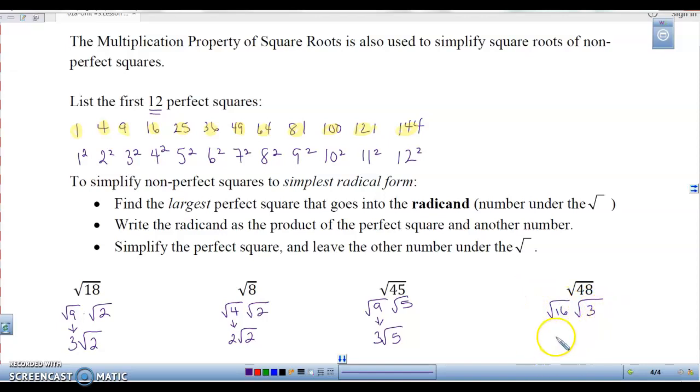All right, now that will simplify. The square root of 16 is 4 times the square root of 3. Okay, so that is simplest radical form.